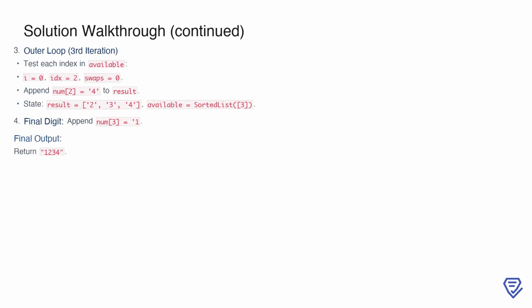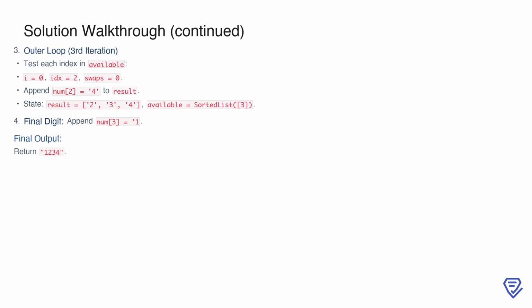In the third iteration, we repeat the process to find the smallest available digit for the next position. Checking index 2, we find the digit 4, which is already where it needs to be, so we append it to the result without using any swaps. The result now contains 2, 3, 4, and the remaining index is 3.